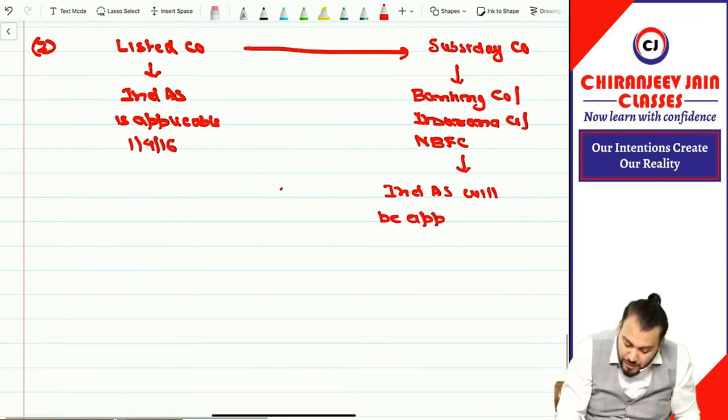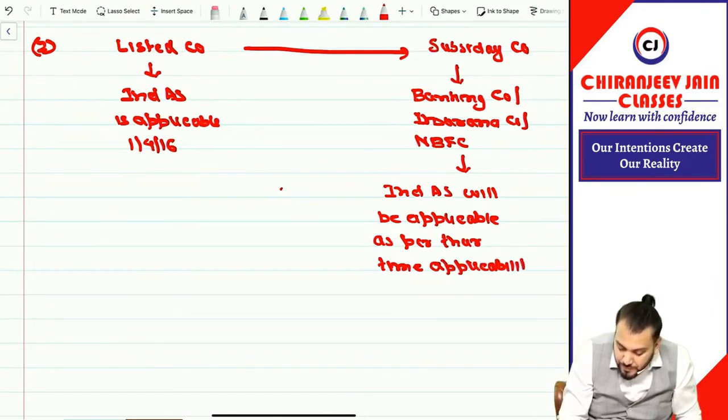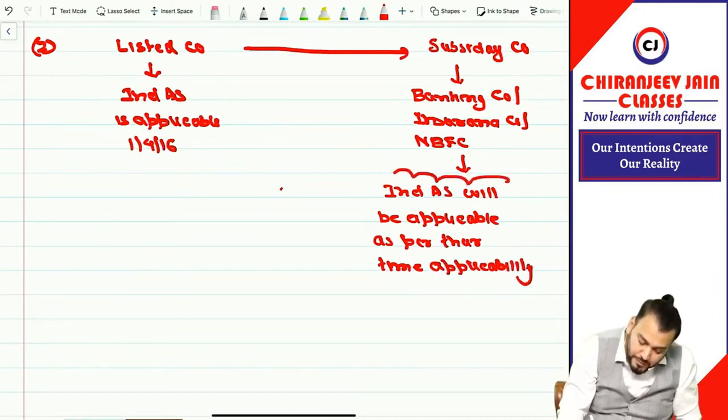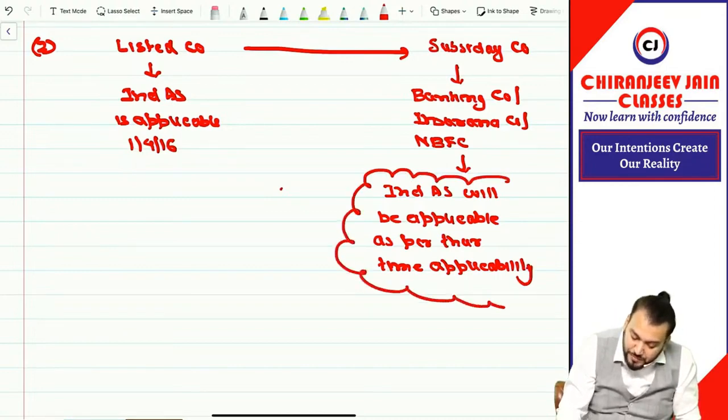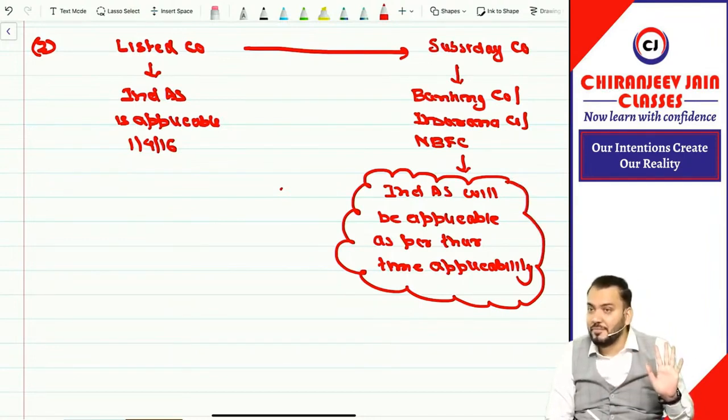Ind AS will be applicable to them as per their time applicability. Have you understood this point? Is this type of question likely to be asked? Got it, what I am saying?